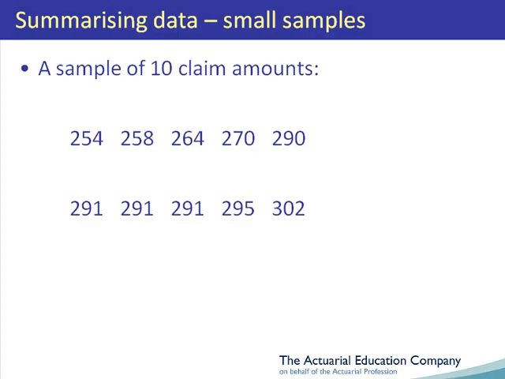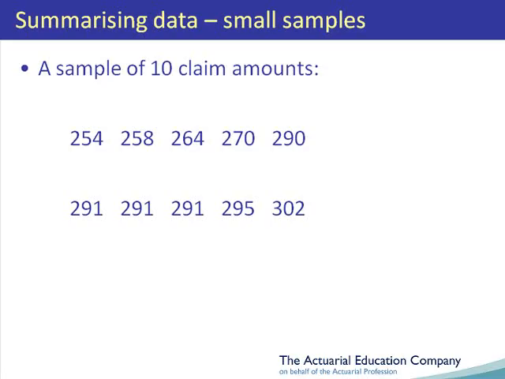Now let's look at some continuous data. Here is a small sample of claim amounts taken from a portfolio of contents insurance policies. There are 10 claim amounts ranging in size from 254 up to 302. Note that these numbers are monetary amounts. Because they could theoretically take any value, we regard these as being continuous data, although the figures given here are all integers. Let's assume that these amounts have been rounded to the nearest whole number.